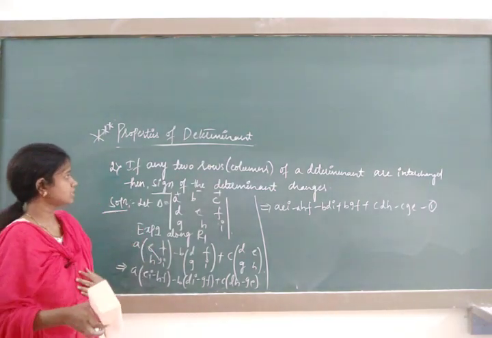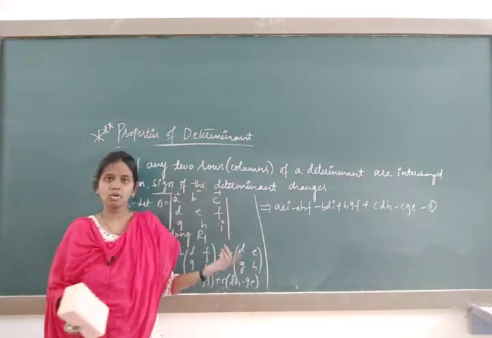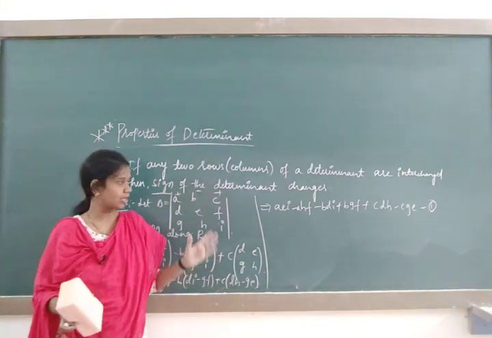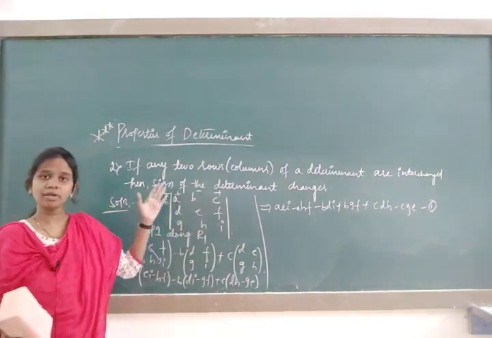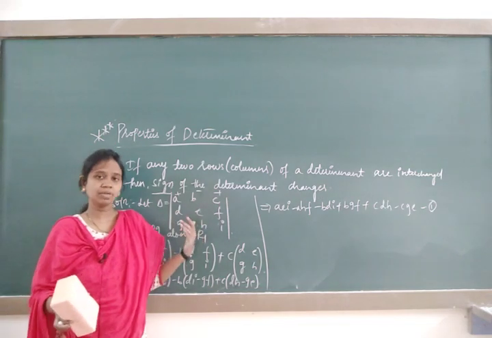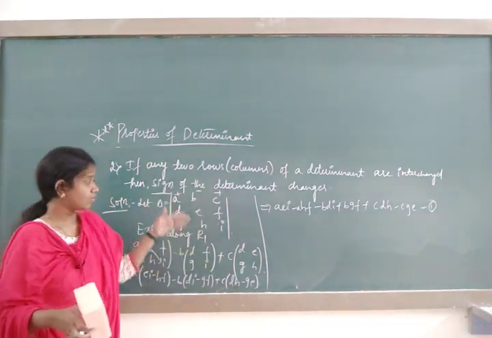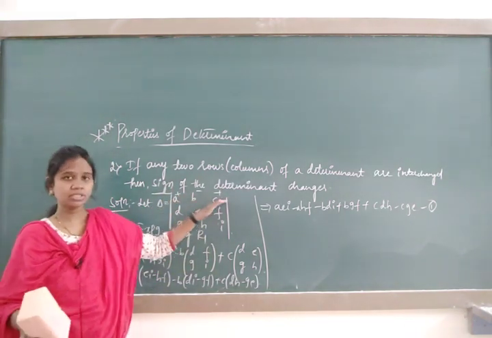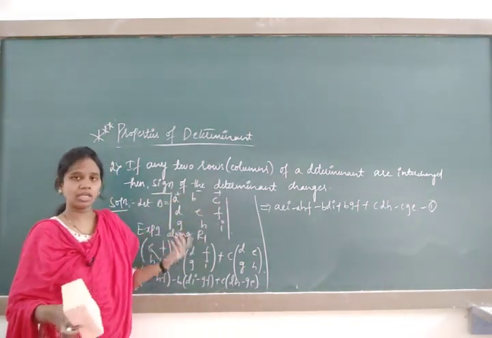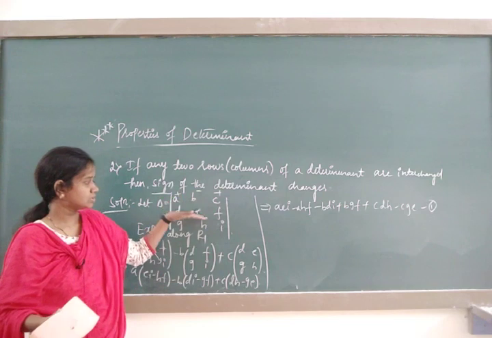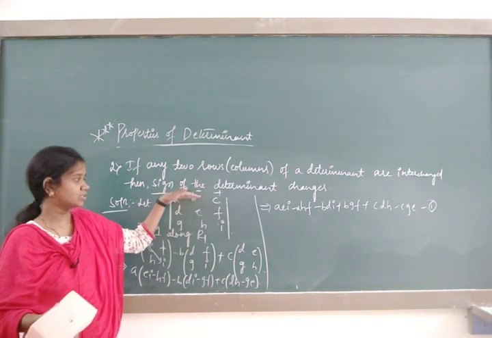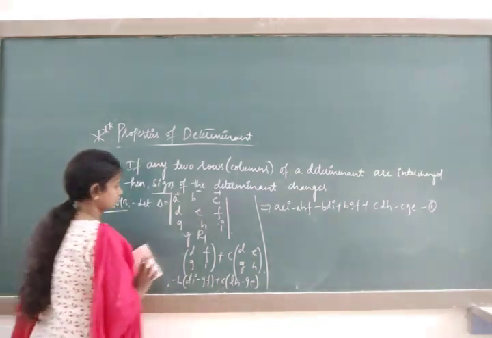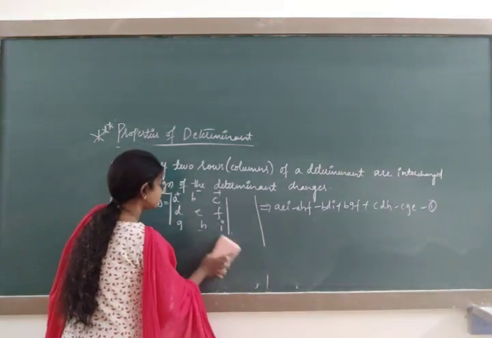What is the statement? If any two rows or columns of a determinant are interchanged. But for the previous one, the first row became the first column and the second row became the second column. Now here we have to interchange their positions. Whatever ABC is present in the first row, you can shift to any other row. I will shift the second row elements to the first and the first row elements to the second, according to the statement.